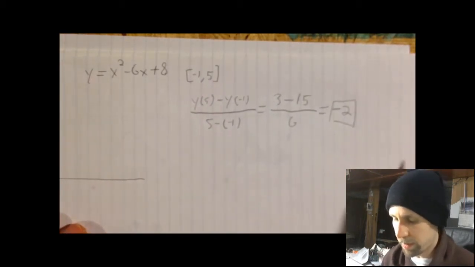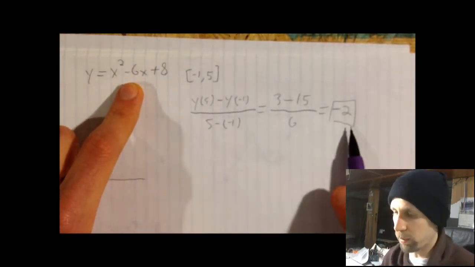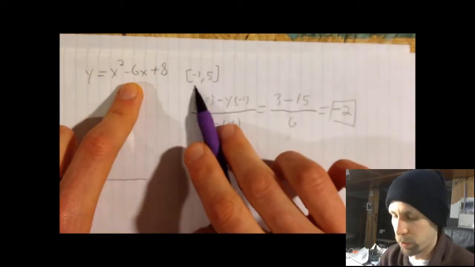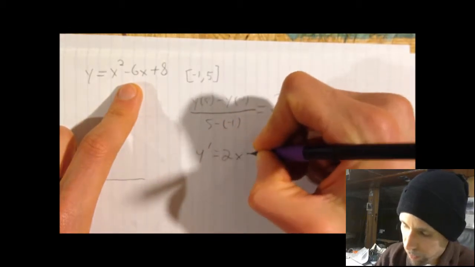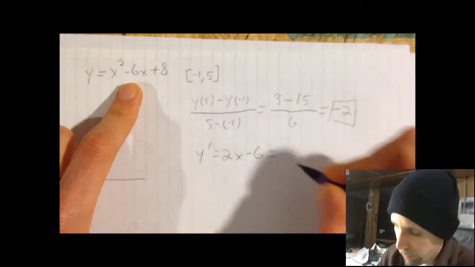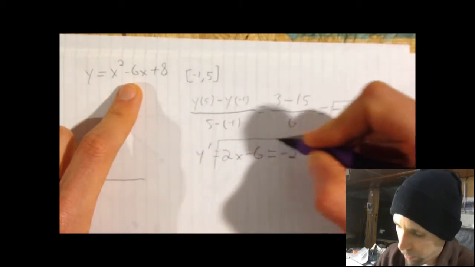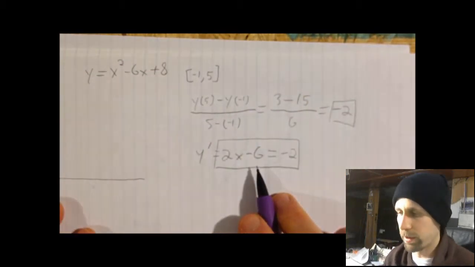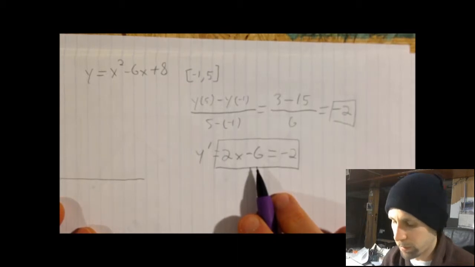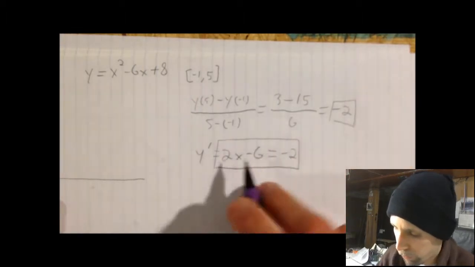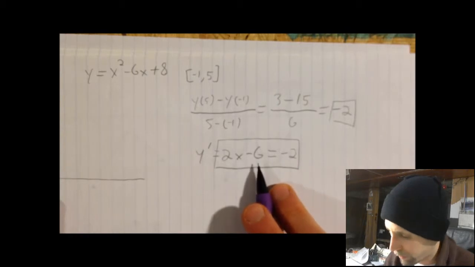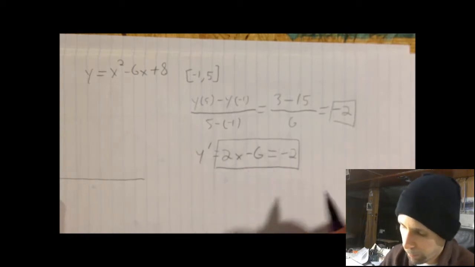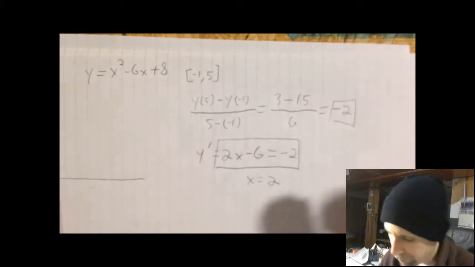By the mean value theorem, that means that the derivative of this function must equal minus 2 someplace between minus 1 and 5. So y prime is 2x minus 6. When I set that equal to negative 2, this equation is guaranteed to have a solution someplace between minus 1 and 5. And it does. No, wait, it's 2, right? 2 times 2 is 4, minus 6 is minus 2, so x equals 2.